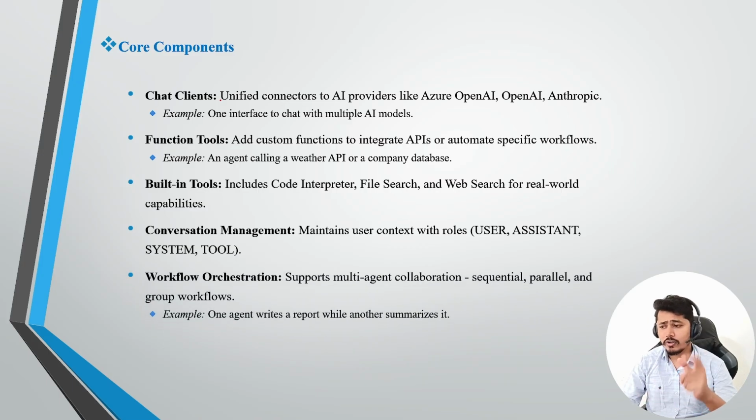Then we have workflow orchestration, which supports multi-agent collaboration. And whenever we are building a multi-agent collaboration, there is always a question: how exactly do you want to execute your workflow, in which sequence do you want to trigger your agents? And that is what the multiple workflows provided by the Microsoft Agent Framework address. You can execute the agents in sequence, in parallel, or make it a group workflow, and you can have an agent itself decide which next agent to call. All those feasibilities are available. Let's say if you want to write a report and summarize it, then you can request one agent to generate the report and a fellow agent to summarize it. So that's how you can easily build the multi-agent workflow.